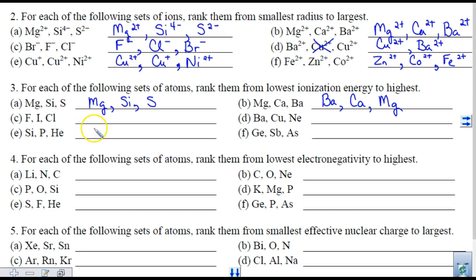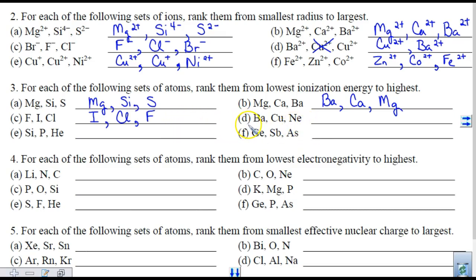As we just did in B, the element that is closest to the bottom of the group is going to have the lowest ionization energy. So our lowest one here is iodine, and then working our way up, chlorine, and then fluorine having the highest of the 3.